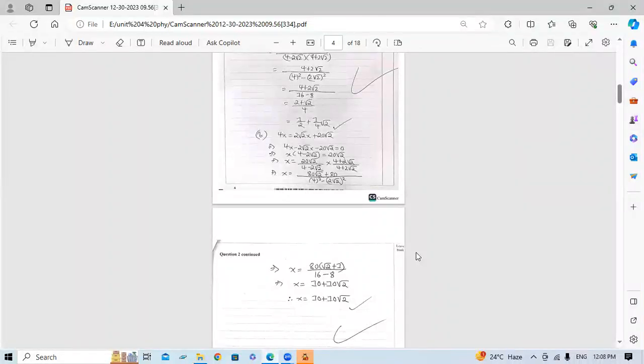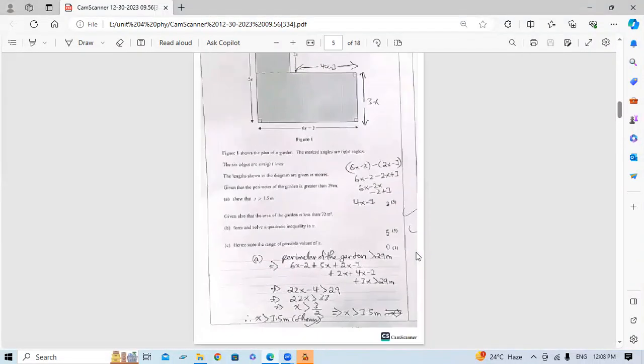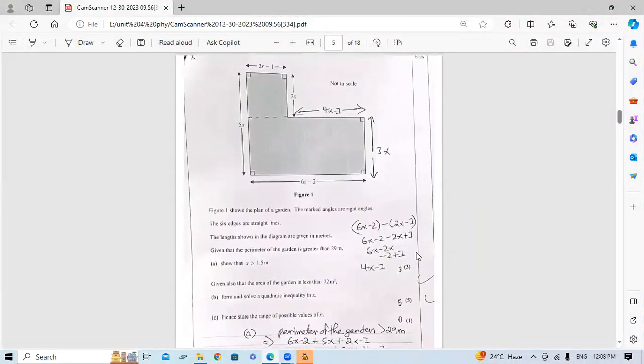Okay, then let's move on to question number 3. It has been asked that figure 1 shows the plan of a garden. The marked angles are right angles. The 6 edges are straight lines. The lengths shown in the diagram are given in meters. Given that the perimeter of the garden is greater than 29 meters, show that x is greater than 1.5 meters. And in 3b, we have been asked, given also that the area of the garden is less than 72 meters squared, form and solve a quadratic inequality in x. In 3c, hence state the range of possible values of x.